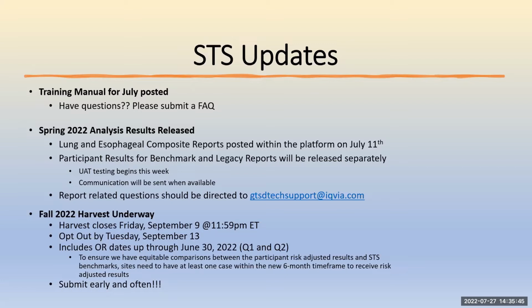Spring 22 analysis results, as you are aware, those reports were released. Partial reports were released. We released the lung and esophageal composite report, and those were made available on July 11th. The participant results for the benchmark and legacy reports will be released separately. Those reports are in UAT testing, and that does begin this week. So we are looking at those reports and testing those. Once this UAT is complete, those reports will be coming within the next few weeks.